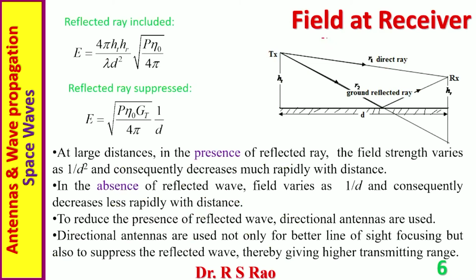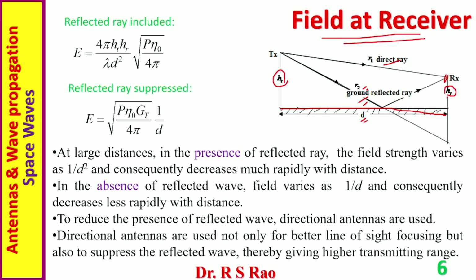Another aspect, field at the receiver of a link, space wave link. Here earth is assumed to be flat. This is the height of transmitting antenna. This is the height of receiving antenna. At the receiving antenna, one can see there are two rays. One is direct ray, another is ground reflected ray. The distance traveled by direct ray to reach the receiver is R1, whereas distance traveled by reflected ray to reach the receiver is indicated by R2. D is the distance between the antennas.